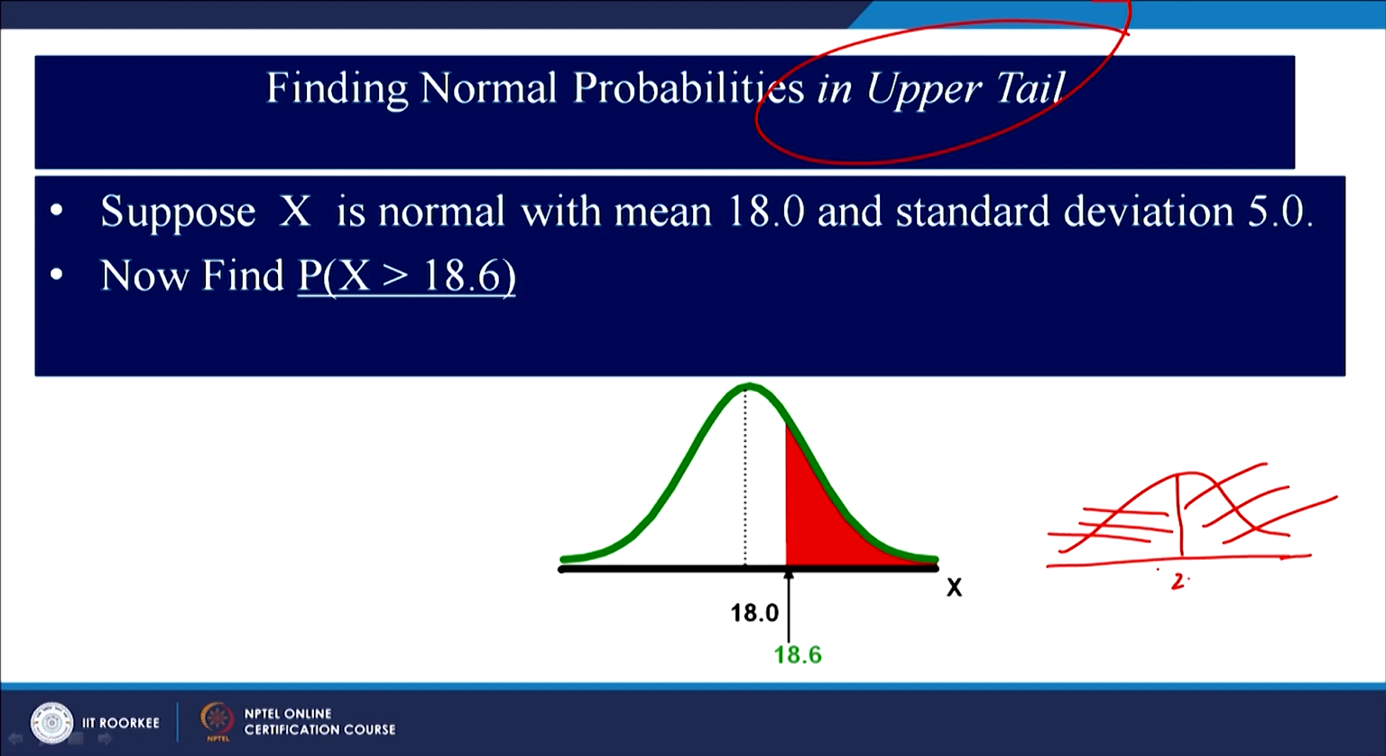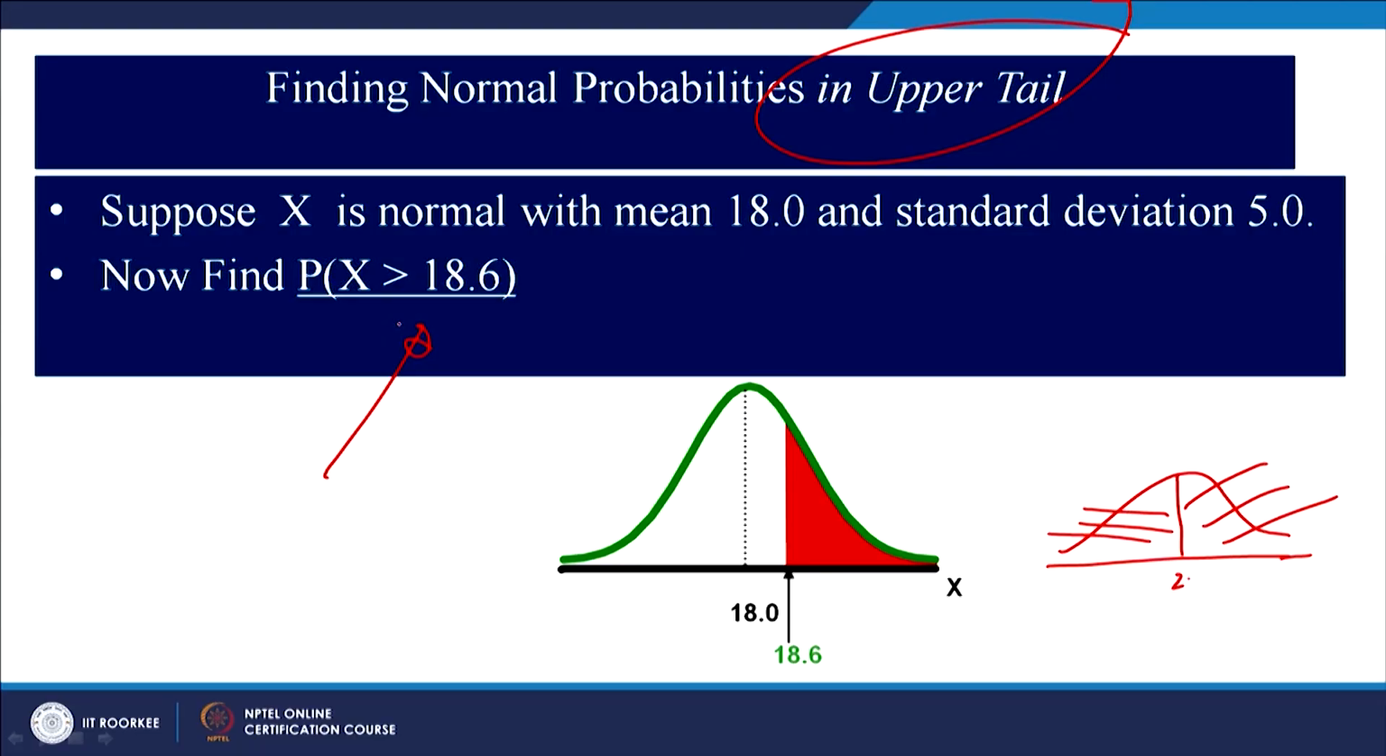We will take the same example. Suppose x is normally distributed with mean 18 and standard deviation 5. Find the probability that the image would be downloaded in more than 18.6 seconds. So, what did we just calculate? We calculated how much time the image will take to download in less than 18.6. Now, it is more than 18.6. So, what was our answer? 0.5478.